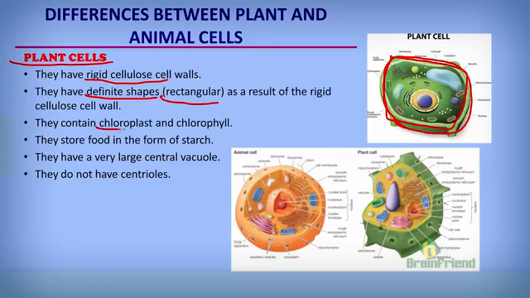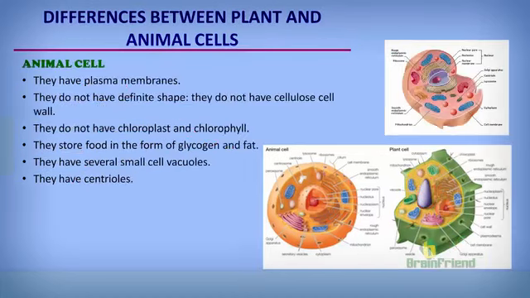Plant cells contain chloroplast and chlorophyll. Plant cells store food in the form of starch. Plant cells also have a very large central vacuole. Remember we mentioned this, that the vacuole in plant cells is usually very large. Plant cells do not have centrioles. Don't forget, they do not have centrioles. How about animal cells? Can you mention some of the differences now?